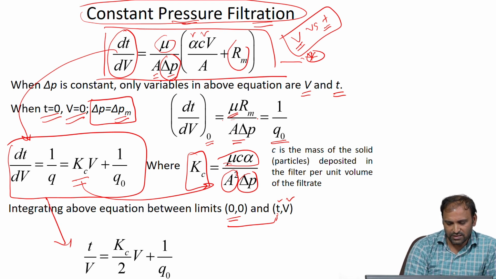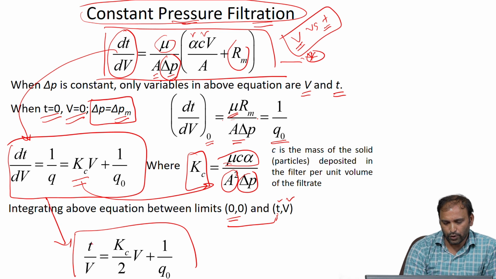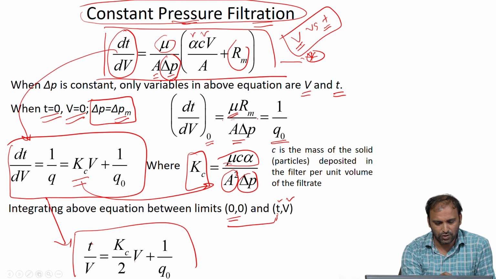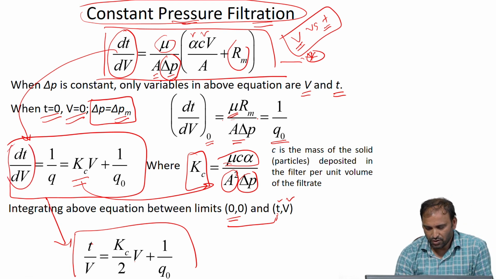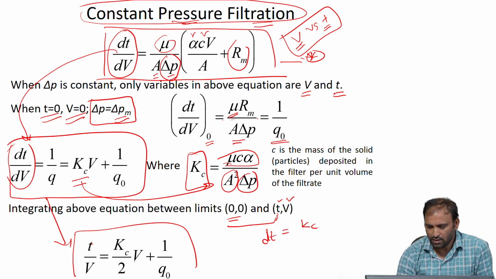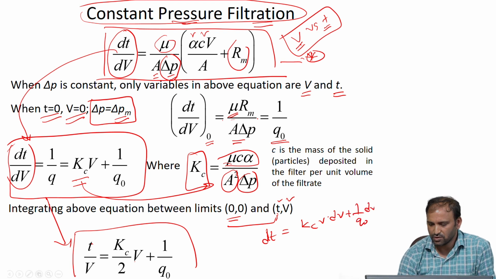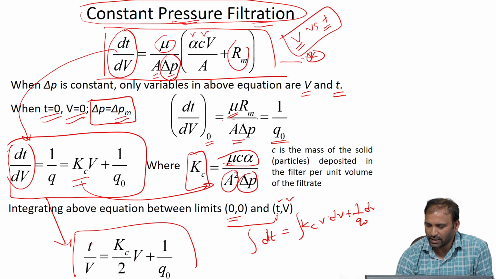Okay, therefore this expression essentially becomes T over V is equal to Kc by 2 times V plus 1 over Q0, right? So what I've essentially done is your dt goes as Kc into V into dV plus 1 over Q naught into dV, right? So therefore if I integrate this, what I get is 0 to t dt is equal to Kc into 0 to V into dV plus 1 over Q0 into 0 to V dV, right?